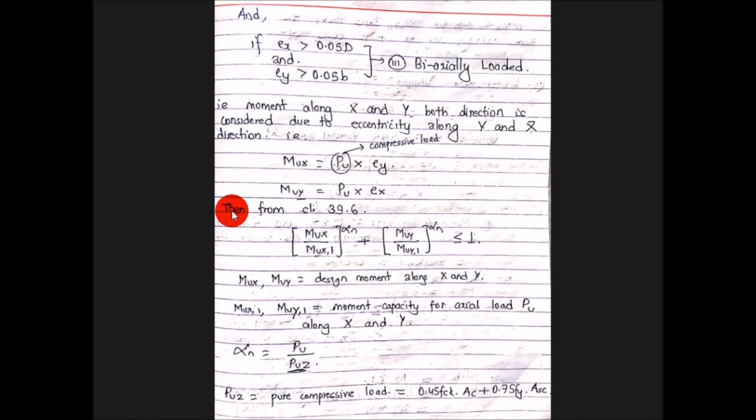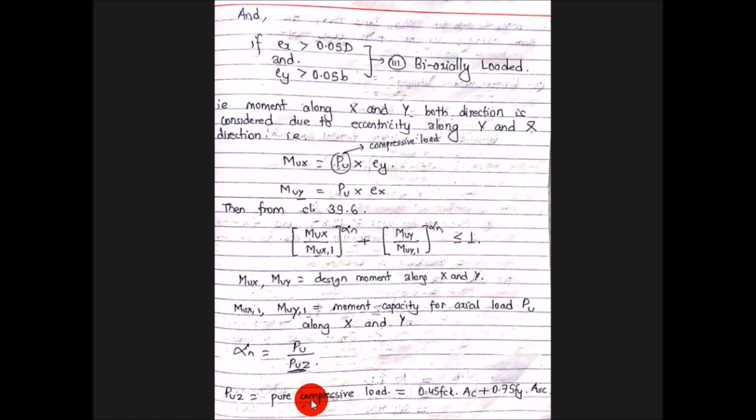Then from clause 39.6 for biaxial bending, we have (MUX/MUX1)^αn + (MUY/MUY1)^αn is less than or equal to 1. So this condition has to be satisfied, where MUX and MUY are the design moments along x and y, MUX1 and MUY1 are the moment capacities for axial load PU along x and y, and αn is a term that depends upon the ratio of PU and PUZ.